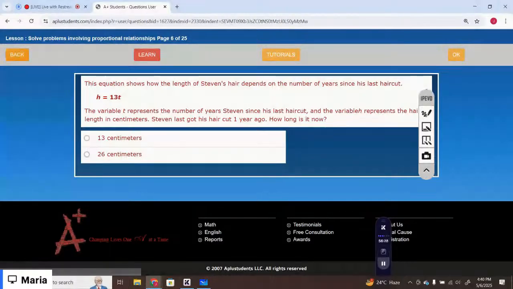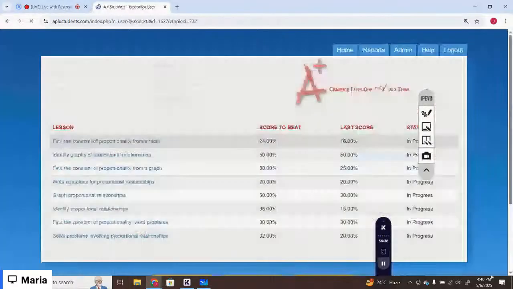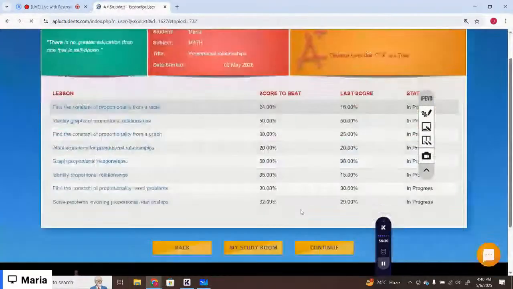Okay, you can complete the lesson by yourself later today. So we were working on grade 7 math. The chapter we were working on is proportional relationships. The lessons we have covered today are graph proportional relationships, identify proportional relationships, find the constant of proportionality, and solve problems involving proportional relationships. So please make sure before the next session you complete all the practice questions for the lesson we just did. That is your homework until next session.